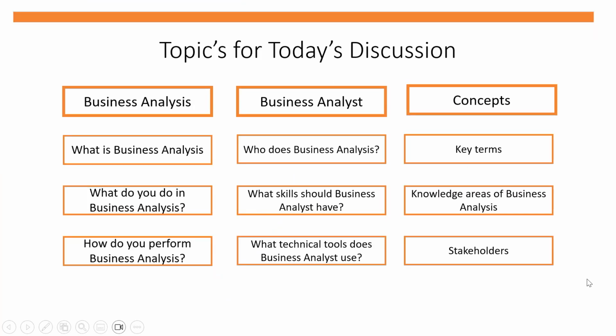We will begin this session with a discussion about what is business analysis. Next, we will answer the question, what do you do in a business analysis? Post that, we will take a look at how do you perform business analysis. Moving on, we'll discuss who does business analysis. After that, we consider what skills a business analyst should have. Next, we will answer the question, what technical tools does a business analyst use? Last but not least, part of our discussion, the concepts. We discuss key terms of business analysis, knowledge areas, and finally we'll end this session by talking about stakeholders.